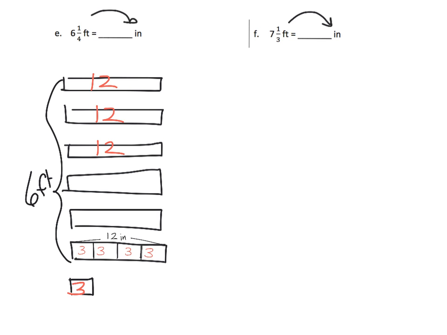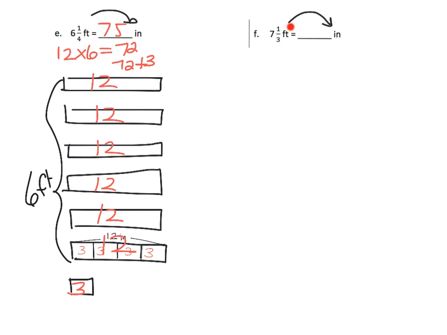So if I want to know how many inches we have total, well, we have 12 inches here, 12 inches here, 12 inches, 12 inches, 12 inches. This is 12 inches plus 3. So we've got 12 times 6, which is 72. And then we're going to take 72 and add 3 more inches. That gives us 75 inches. So that's how we take 6 1/4 feet and turn it into inches.